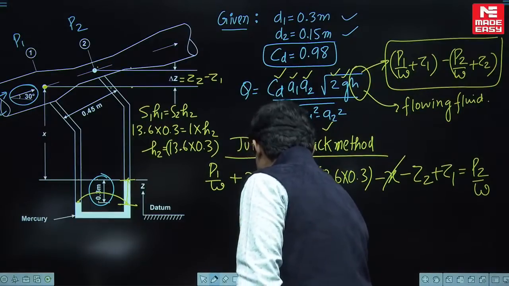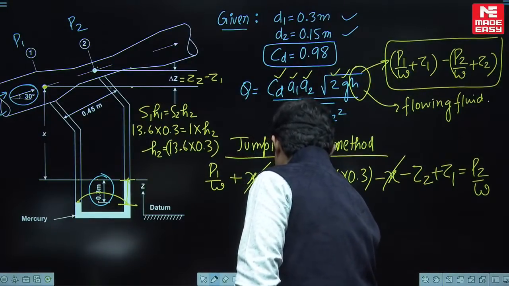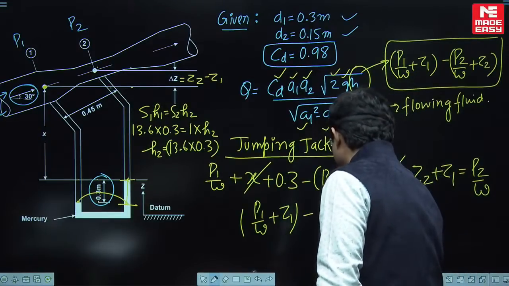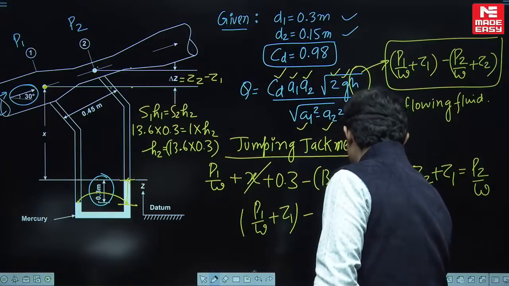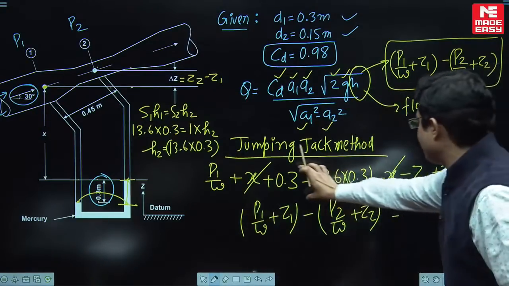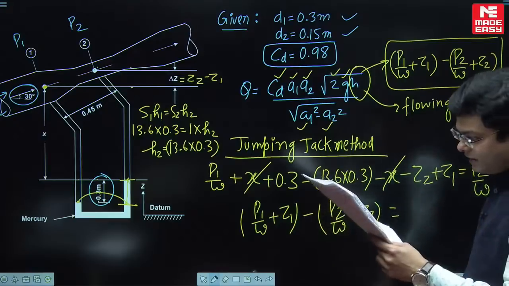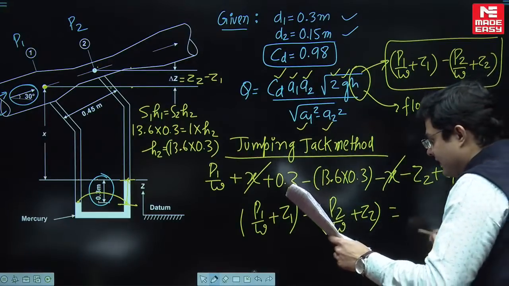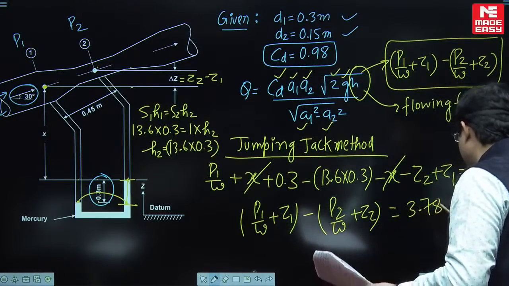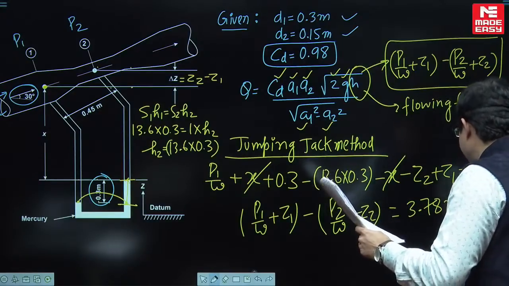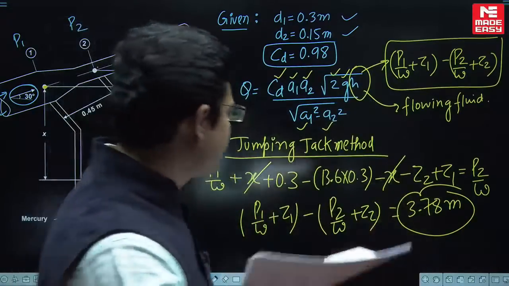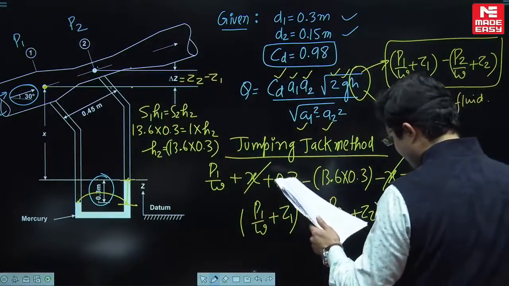So P1 by W plus Z1 minus P2 by W plus Z2 is equal to, can you calculate? Take it to this side and do the calculation. You will get this answer as 3.78, if my calculation is correct. You can cross check after. See, calculation is not the problem, the concepts are. Calculations can be cross checked, nothing serious about that.